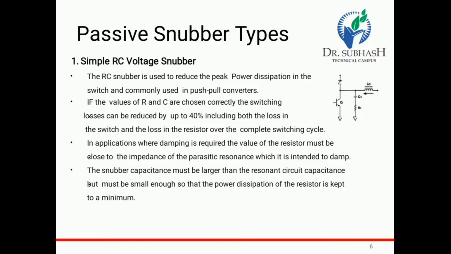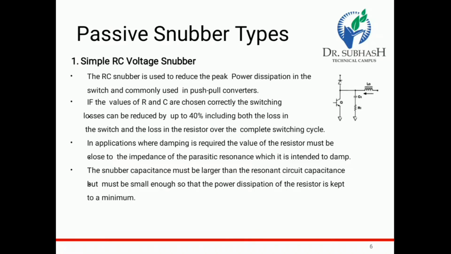First one is to select the proper values of the designing components, the resistor as well as the capacitor, and the second one is the snubber capacitance. The value is kept as large as the resonance circuit capacitance, but small enough for the power dissipation of the resistance to be kept to a minimum.